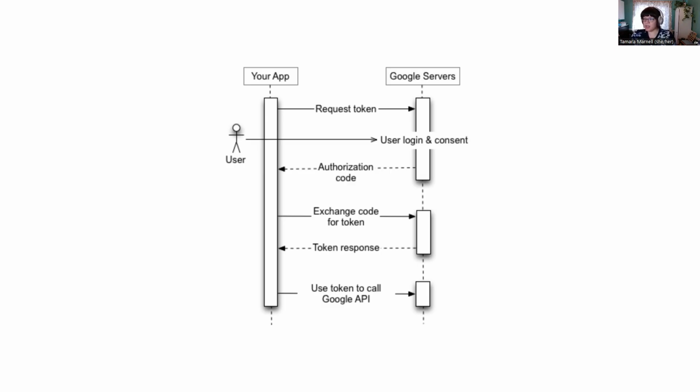So here is an image showing that flow from Google. It sends a request token, you have to log in, and then it will send the authorization code, which you'll use to get the token response. And then finally, once that token is installed on the server, you can call the Google APIs.